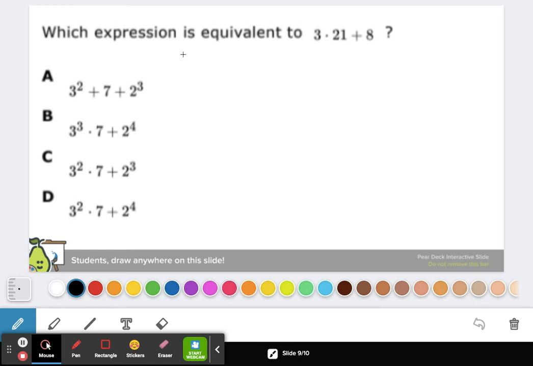All right, so it says which expression is equivalent to 3 times 21 plus 8. So then if I look at these, they're all reduced into prime factorization. So I need to know my prime numbers. So my prime numbers are 1, 2, 3, 5, 7, and 11. And then my last one, 13.